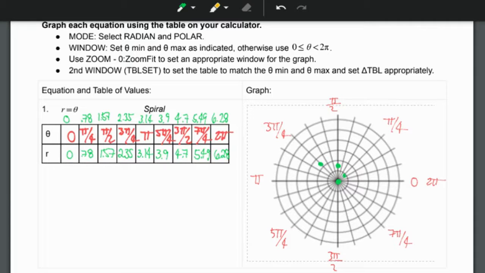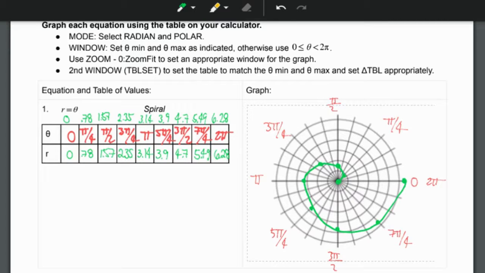So now at 3 pi over 4, we have 2.35. At pi, we have 3.14. 5 pi over 4, we have 3.9. At 3 pi over 2, we have 4.7. At 7 pi over 4, we have 5.49. And then at 2 pi, we have 6.28. So there's only 6 circles, so we'll go a little bit past that. And as you can see, as the angle increases, so does the distance away from the pole.